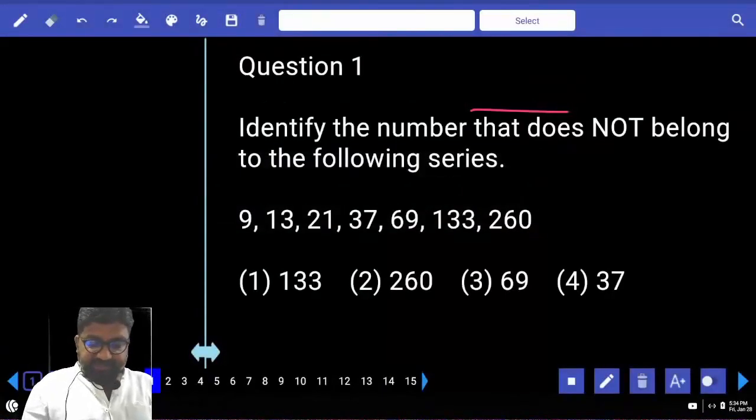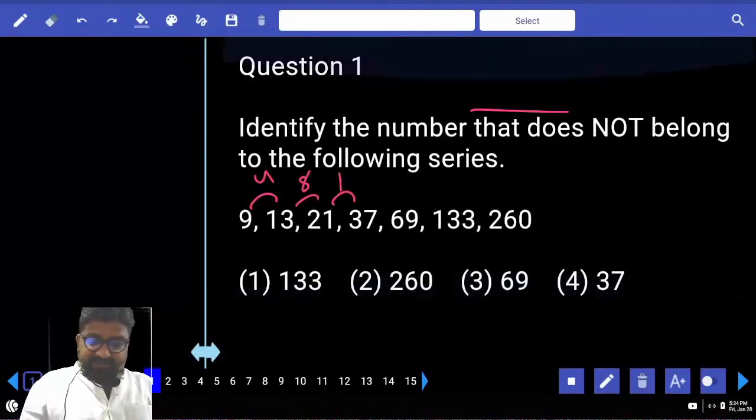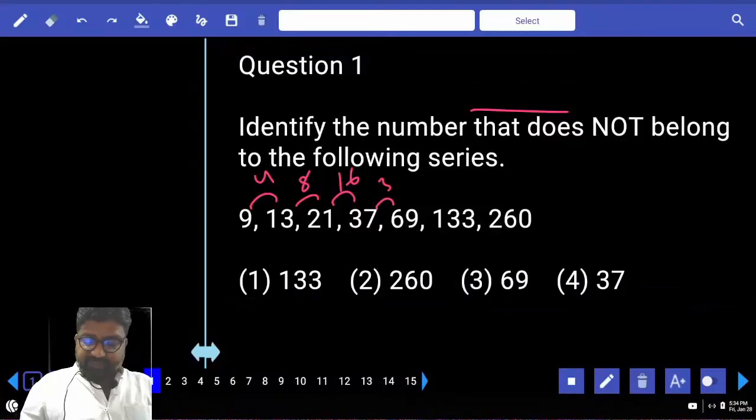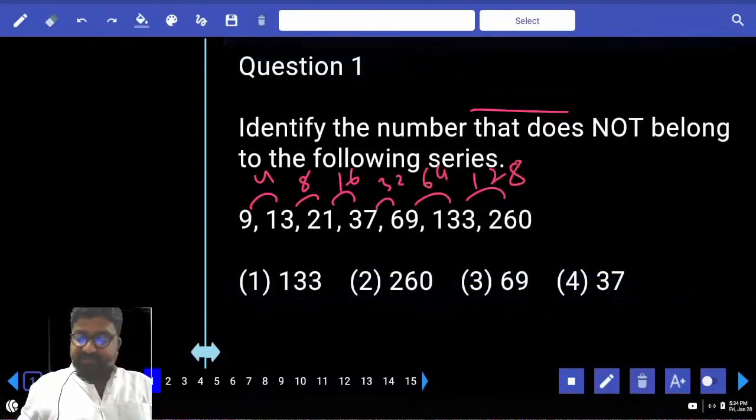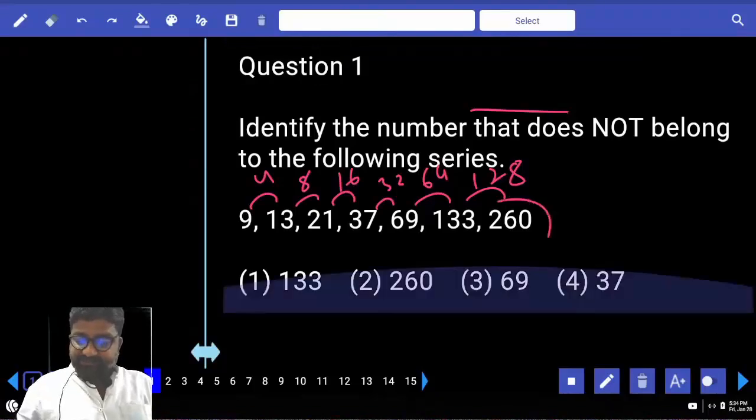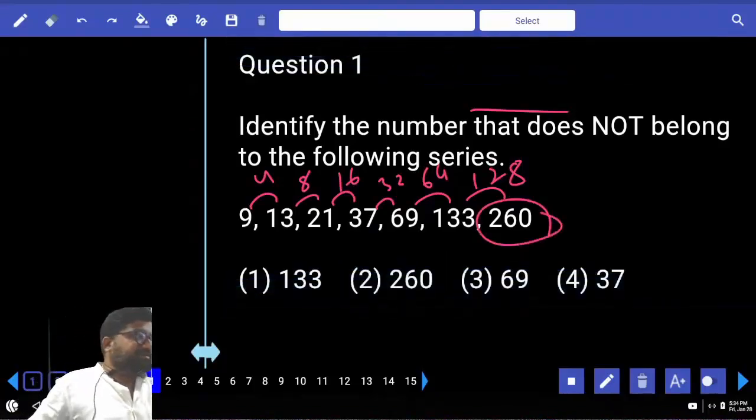What's the difference in the first place? 4, 8, 16, 32. Obviously it should be 64. Next 128. If it is 128, 261 is your wrong number. Is this clear?